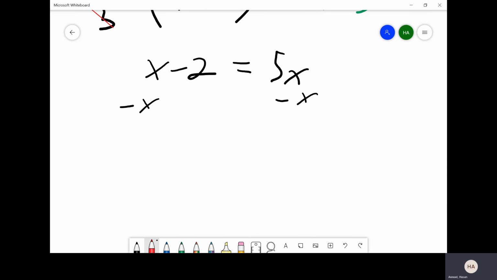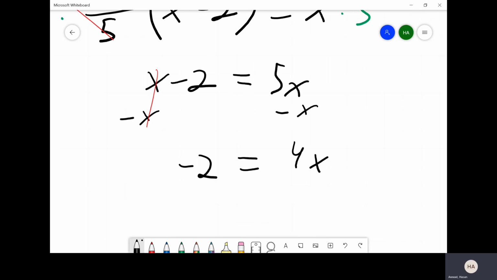Okay, so minus x, that's going to cancel, right? And 5x minus x, I'm going to be left with 4x, right? If I have 5 of something and I take away 1 of that something, I'm left with 4 of that something. And our -2 just carries down, right?